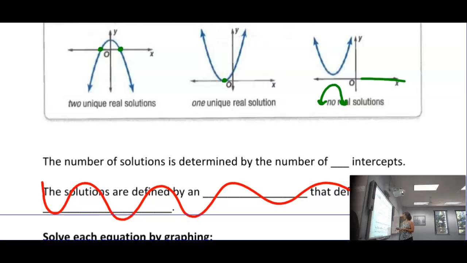So the number of solutions is determined by the number of x-intercepts. How many times the parabola goes through the x-axis. So here we have 2, here we have 1, and here we have none. Here we have none, and we'll put our example over here, so it's not on our words. Okay? Easy peasy lemon squeezy. Yes, it is.